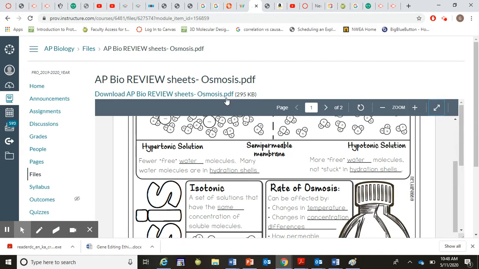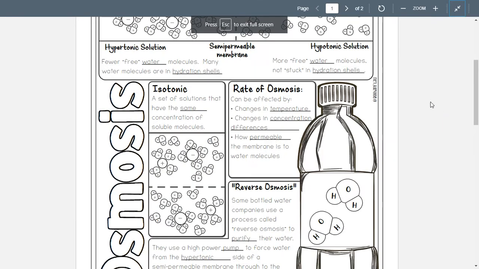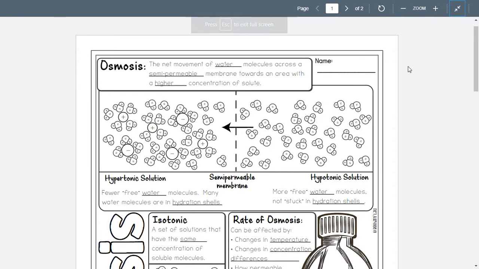I'm going to look at the one that talks about osmosis, and then we're going to look at the one about facilitated diffusion. Remember, diffusion of anything is just the movement of a molecule from an area of high concentration to low concentration. When we talk about perfume or an air freshener diffusing across a room, it goes from an area where it's highly concentrated and spreads out to an area where there's a low concentration.